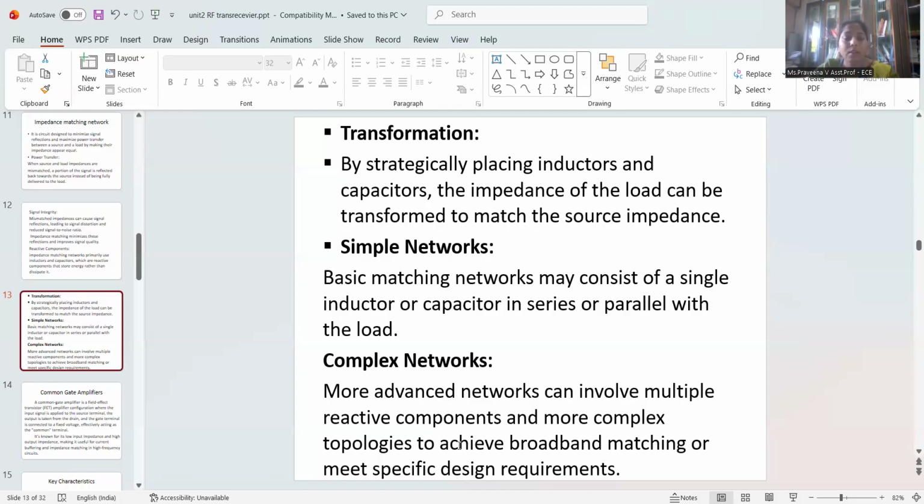What are the advantages of using it in broadband operation? Complex matching circuits are used in broadband operation and the performance will be better compared to the simple matching network, right? So the efficiency will be very high compared to the simple matching network and it's a flexible design. Okay.